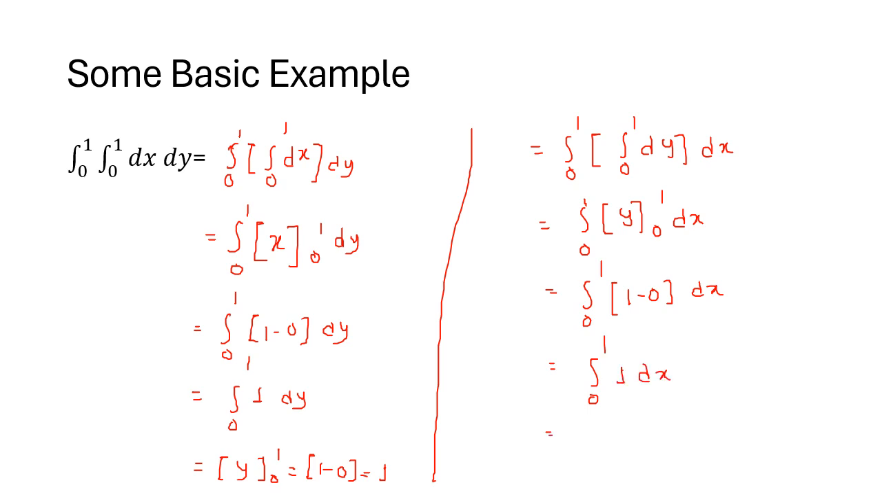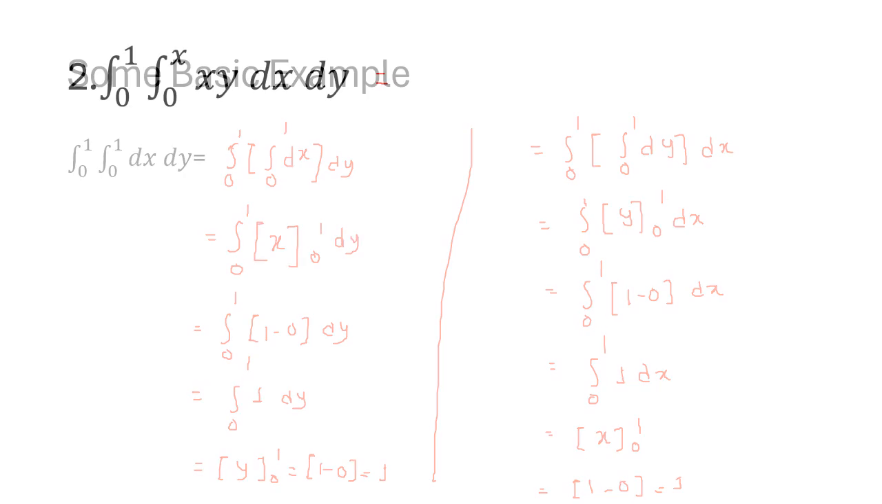So the integration of 1 dx is x, with limit 0 to 1. So 1 minus 0 is equal to 1. Because of the constant limits, there is no restriction on whether we take the integration with respect to x or with respect to y. So this is one of the basic examples in the double integration. Now we are going to the second example.